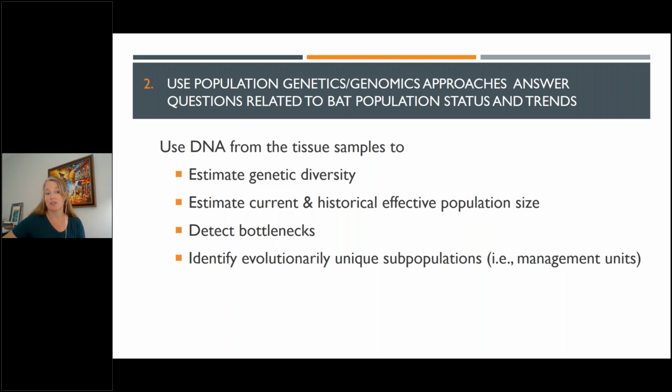We can estimate genetic diversity. We can estimate current and historical effective population size. We can detect bottlenecks, and we can also use these data to identify evolutionarily unique subpopulations or management units. And this could help us understand the impact of mortality. So if we have unique subpopulations within a species, then maybe we might want to manage mortality in one region of the range differently than we would in another. And so this can be important information to have.